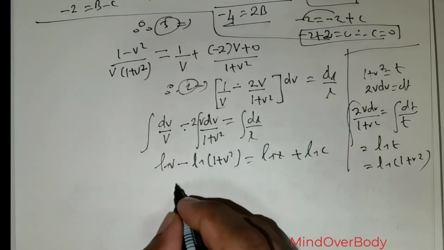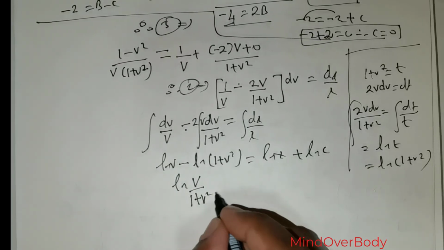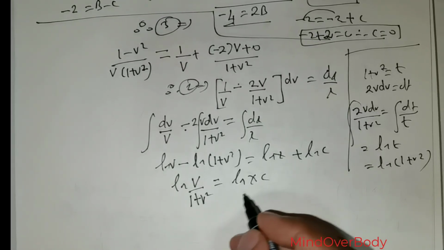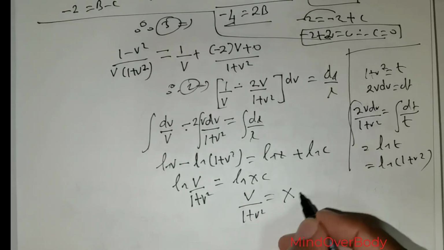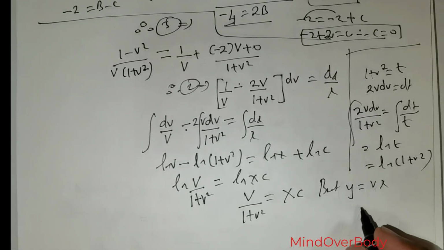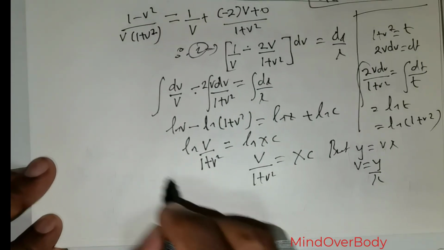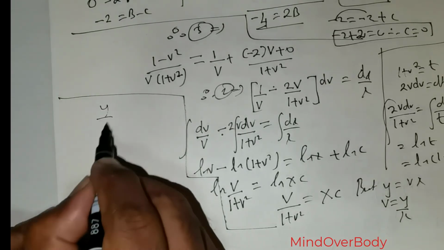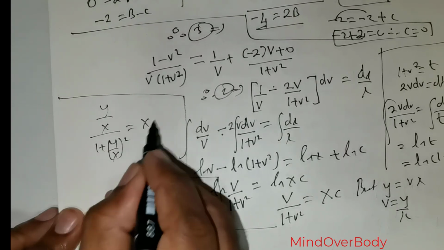Now this is ln a minus ln b, so it's going to be ln of V divided by 1 + V². I can rewrite this as ln of x times c, so ln can be cancelled, so V over (1 + V²) is equal to x times c. But y is equal to Vx, so my V is y over x, so I substitute here. So let me use this space here. So this one is going to be y over x divided by 1 + (y over x) raised to the power of 2 is x times c.